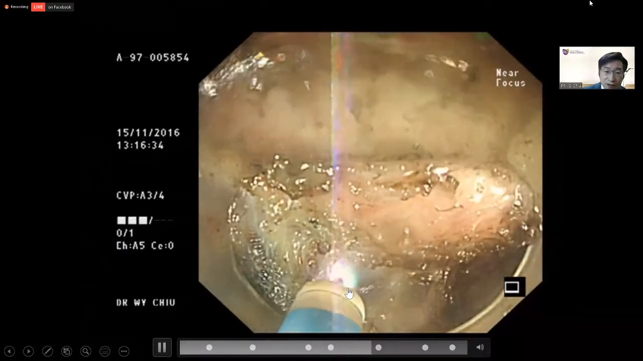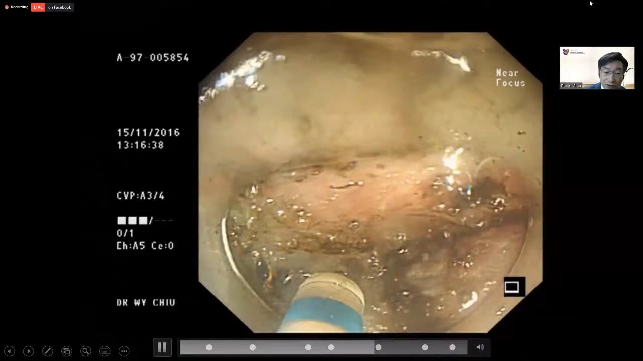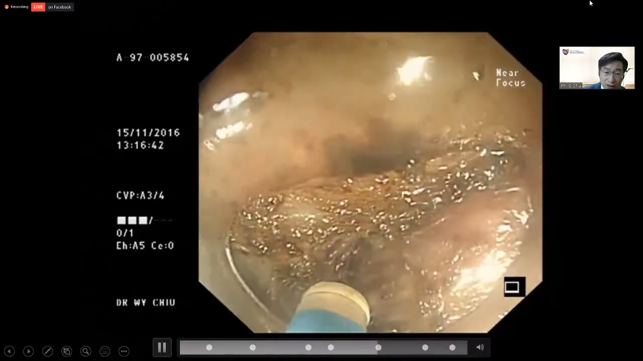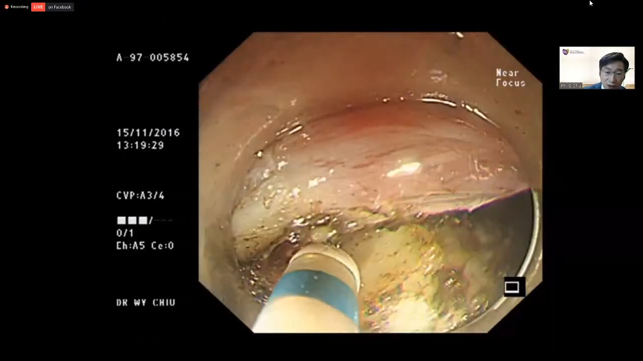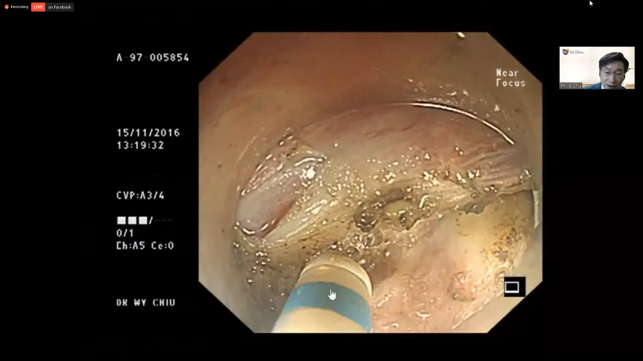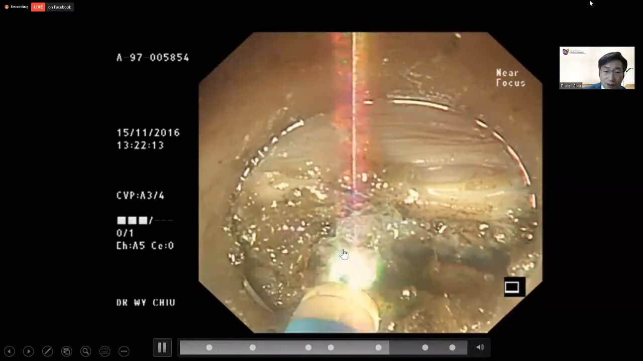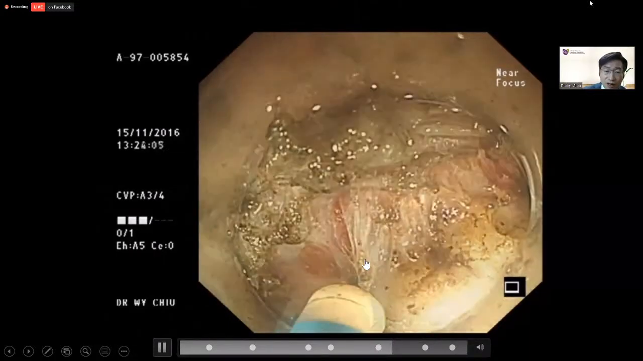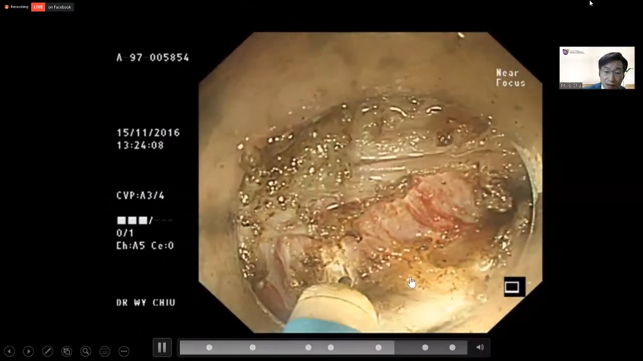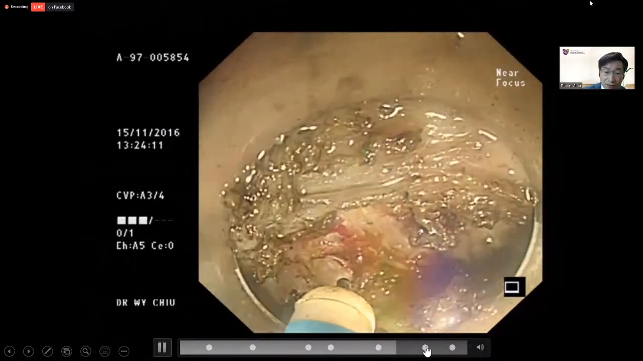In the esophagus, most of these tumors are leiomyoma, so we are not too worried about the resection margin. But for a submucosal tumor in the stomach, a lot of the time these are GIST tumors. So we are more worried about an incomplete resection with an inadequate resection margin.